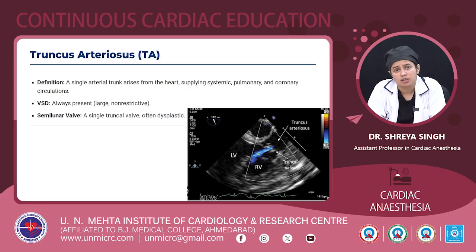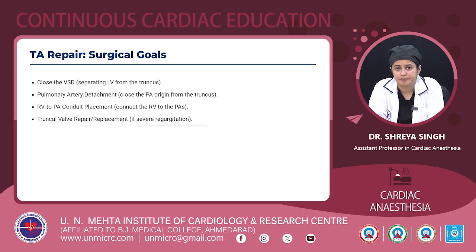Next, we have the truncus arteriosus. So it is a single arterial trunk which arises from the heart, and it supplies the systemic, pulmonary and the coronary circulations. A VSD usually is always present, and is large and non-restrictive. And the semilunar valve could be a single truncal valve, often dysplastic.